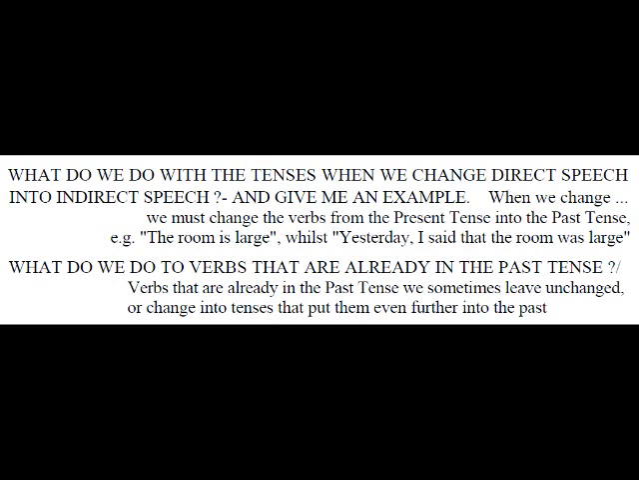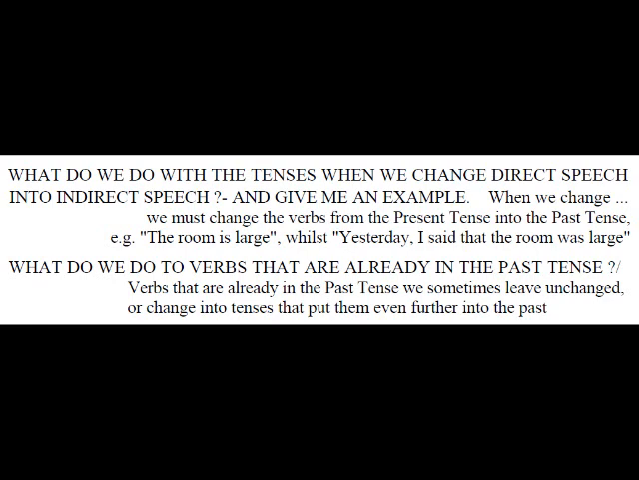What do we do with the tenses when we change direct speech into indirect speech? And give me an example. When we change direct speech into indirect speech, we must change the verbs from the present tense into the past tense. E.g., the room is large, whilst yesterday I said that the room was large. What do we do to verbs that are already in the past tense? Verbs that are already in the past tense we sometimes leave unchanged or change into tenses that put them even further into the past.